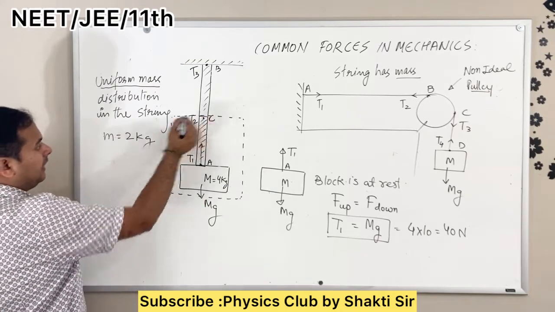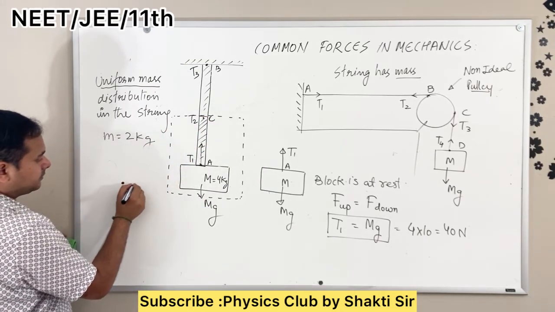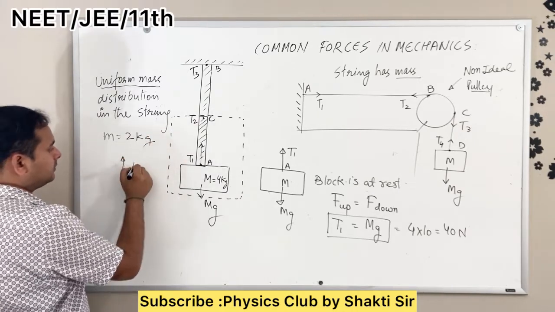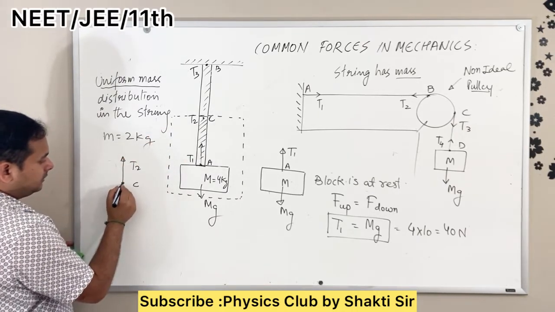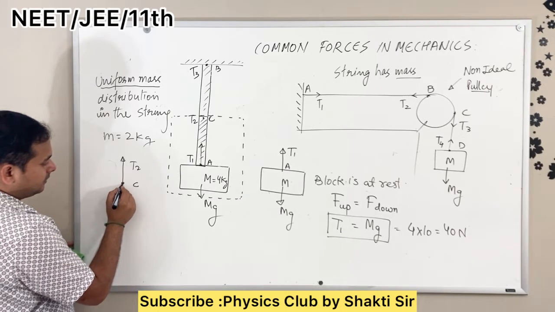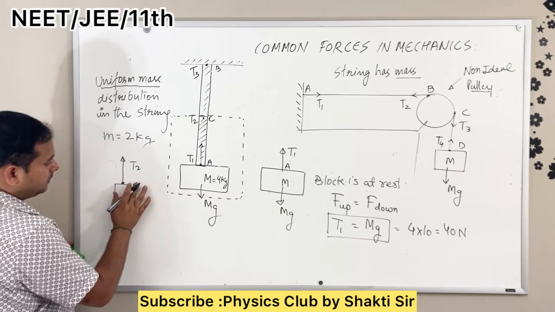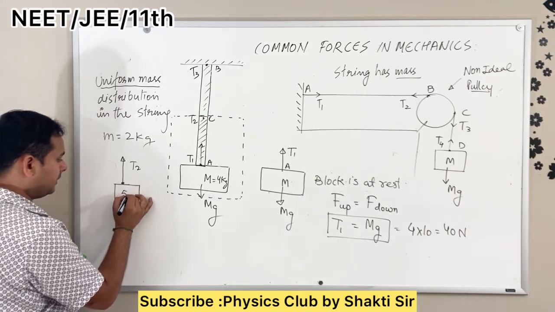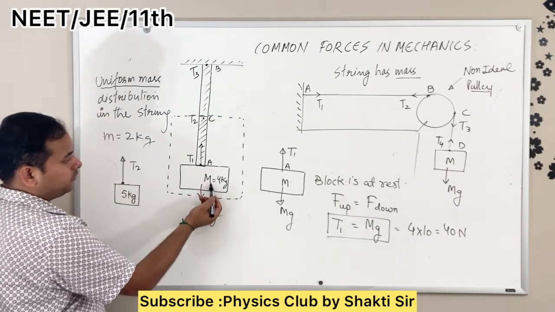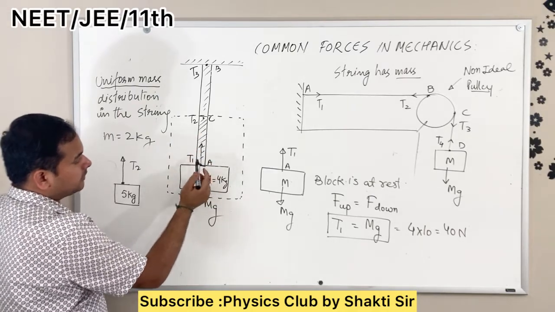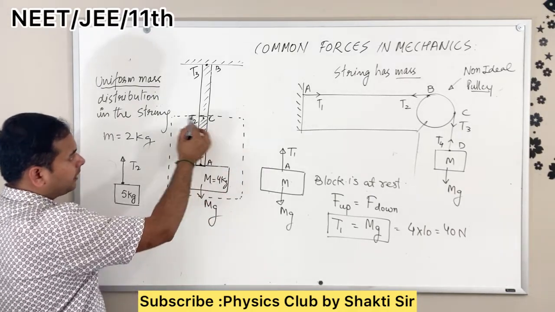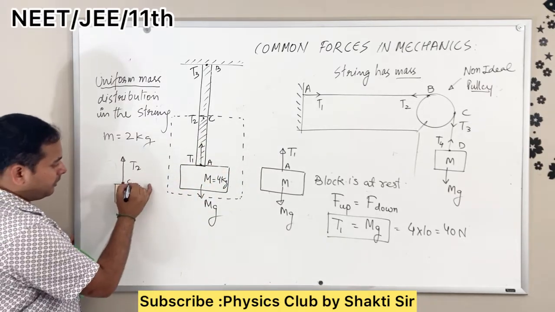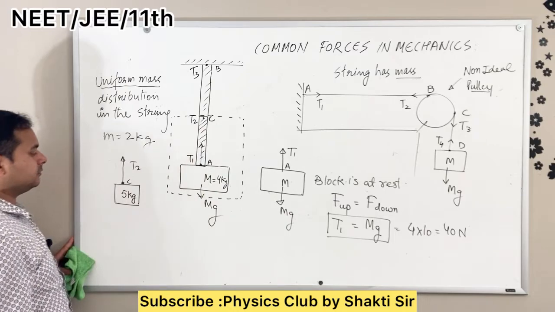So at C, this is point C, there is a tension force acting upward, T2, and a mass of 5 kg acting downward. 5 kg: 4 kg due to this block and 1 kg due to this string. So the combined system has a total mass of 5 kg. So this is the point C.